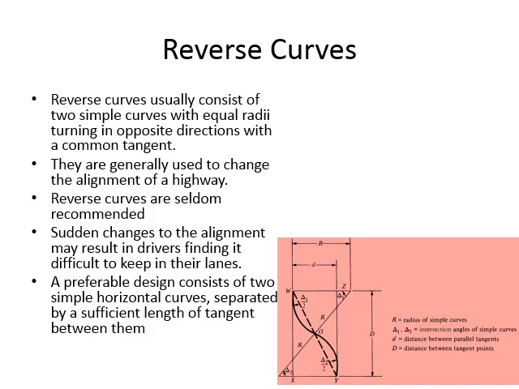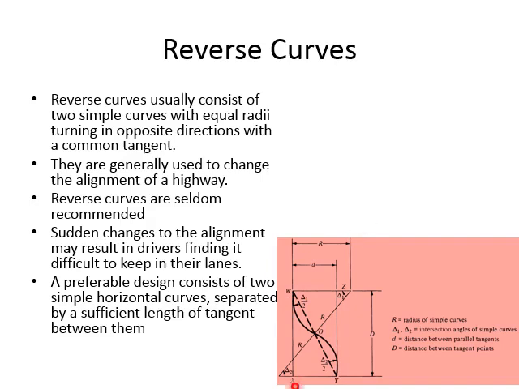Then we have the reverse curve. A reverse curve is also a combination of circular curves, but these curves are in different directions. These are two curves which are similar to each other, but they are in different directions. So you can see a reverse curve here. This curve and this curve are the same, but they are in different directions.